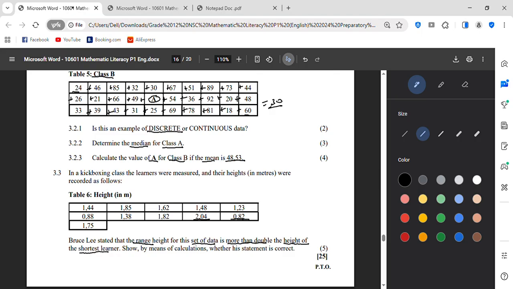Alright, with that being said, that brings us to the end of question 3.